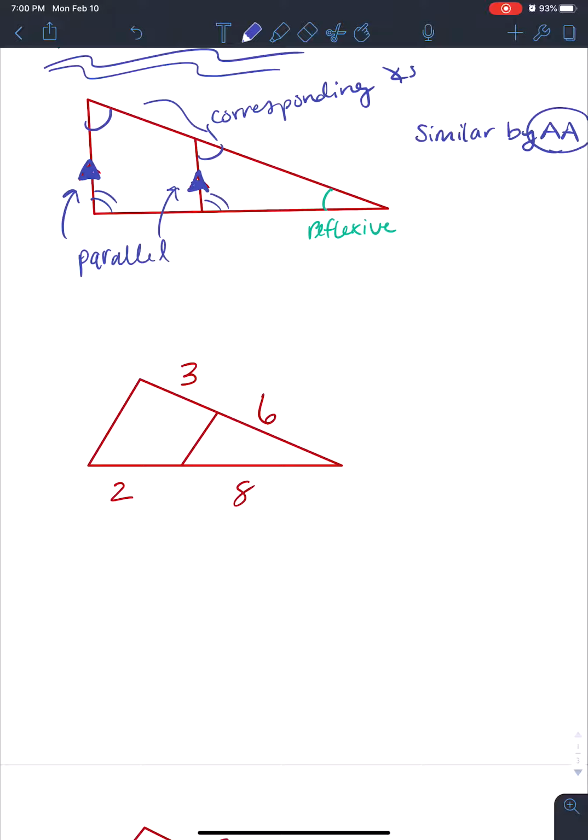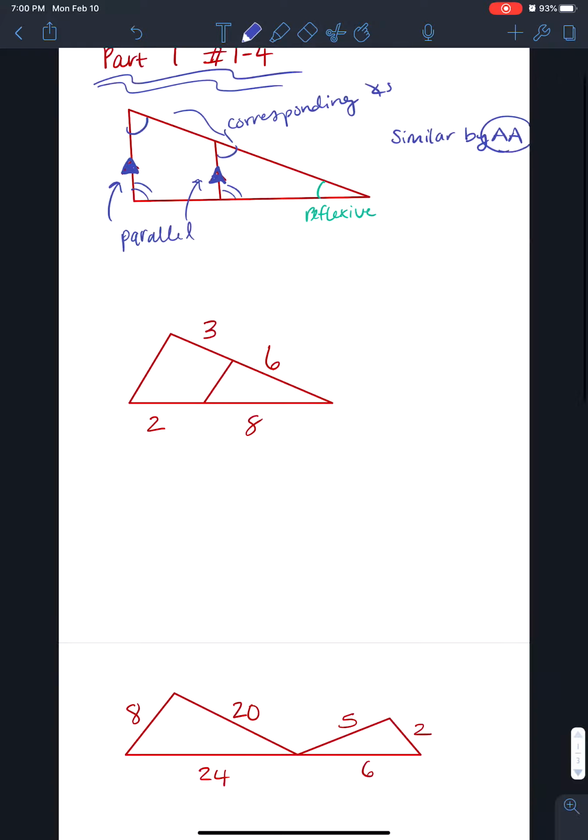Now if those arrows were not there, that's not the same. If the arrows are not there, then they are not similar. That would be not enough info.